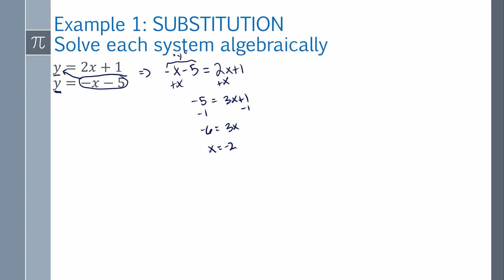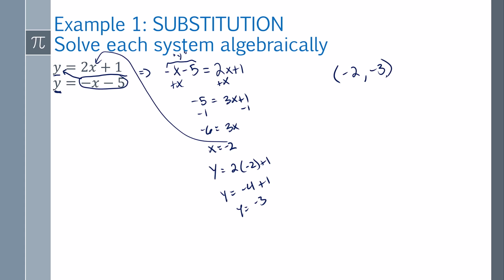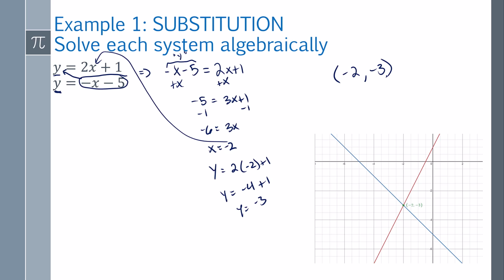Now I need to find what y is, so I can plug in what x is into one of the equations. It doesn't matter which one you do, just look at which one you feel is easiest and use that one. So y equals 2 times negative 2 plus 1, so y equals negative 4 plus 1, so y equals negative 3. Now we found what y is, we found what x is. If you remember from Integrated 1, the solution to a system of equations is where they intersect, which means it's a point. So we have to write our answer as a point. If I graphed both of these, this is where they intersect, at that point that we just found, negative 2, negative 3.